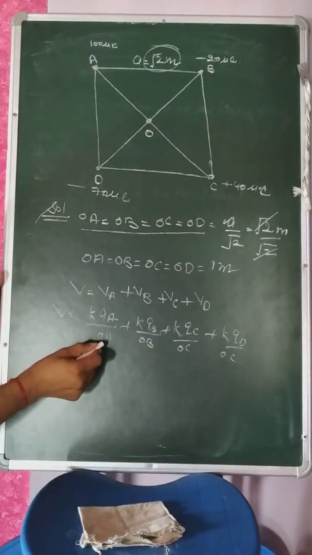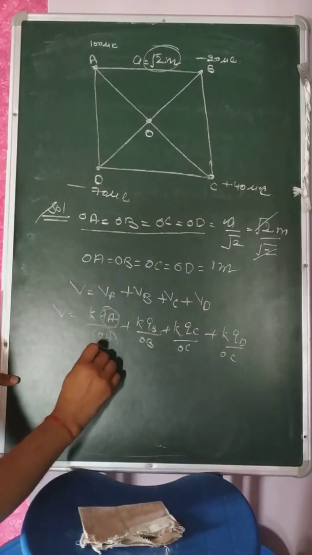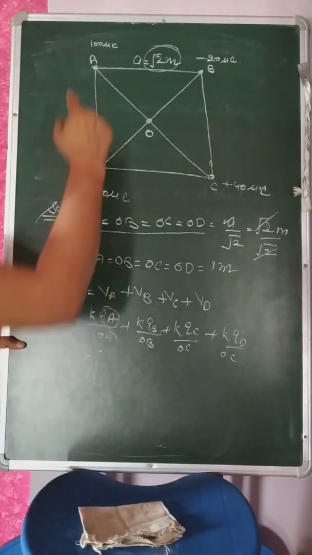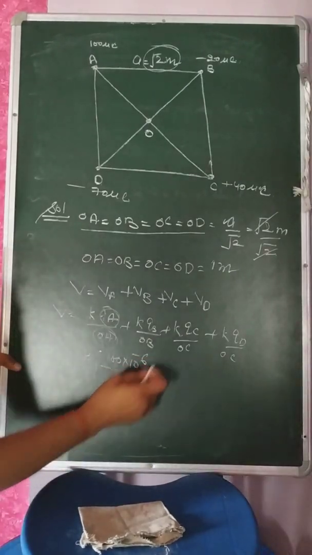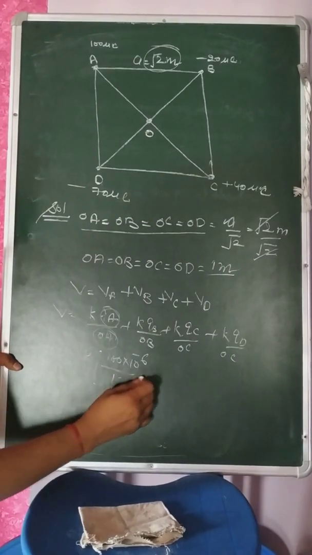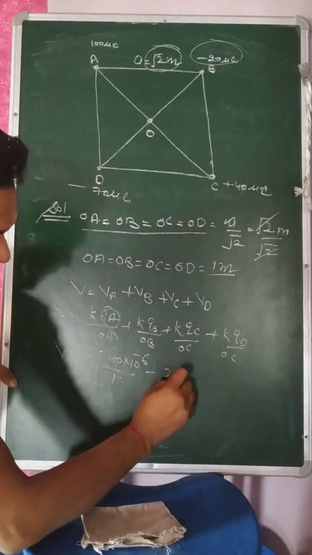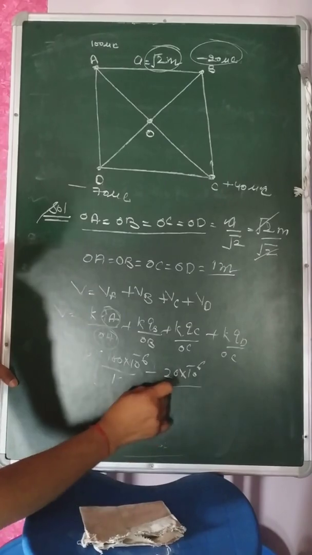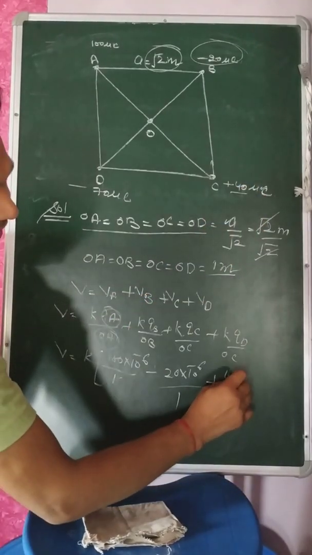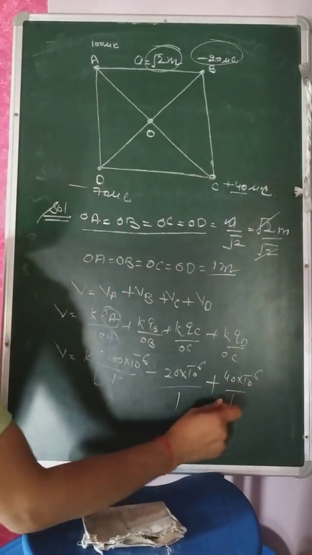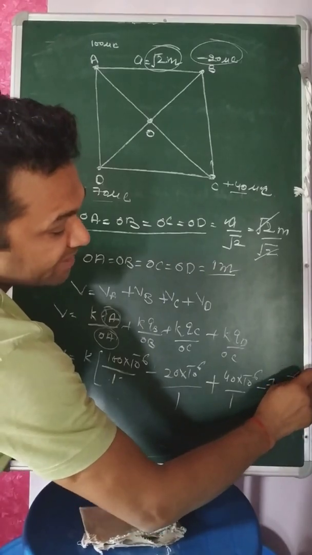This one is the standard formula, and you can substitute the value for each and every charge and for the distance. K is a standard constant, so you can take it out as common. So QA, that is 100 microcoulomb, 100 into 10 to the power minus 6 upon this distance OA, which is 1 meter. This charge is negative, so I will substitute the value: minus 20 into 10 to the power minus 6 upon 1, plus QC, this is 40 microcoulomb, 40 into 10 to the power minus 6 upon 1, and this charge QD is negative again, minus 70 into 10 to the power minus 6 upon 1.